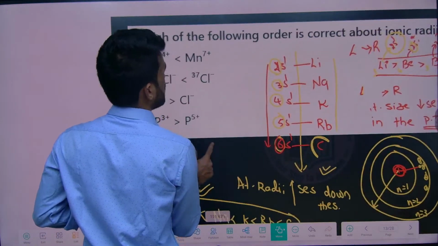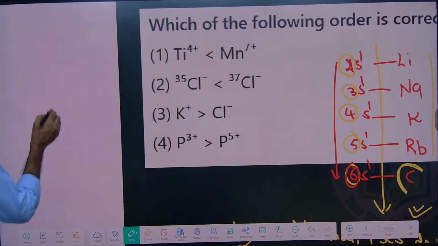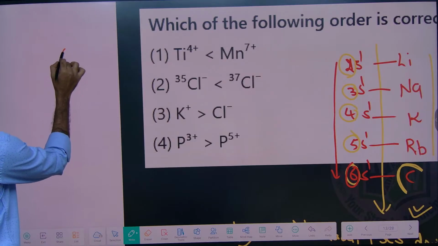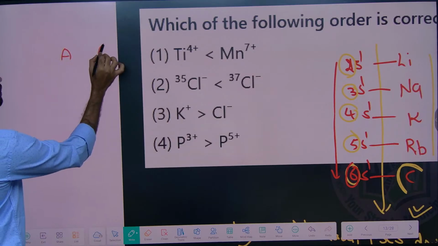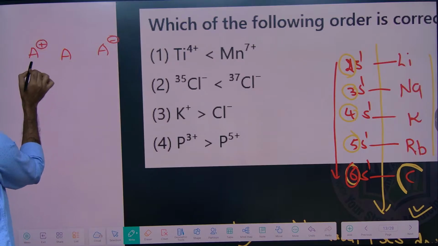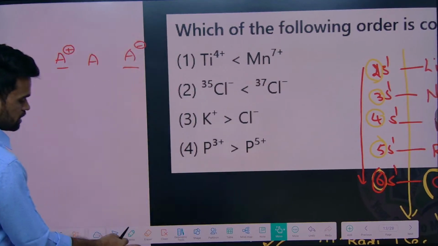The next thing is, up to these elements it is fine, sir. Now what about this kind of ions? How can we answer? So remember, there are two things. Let us say atom A is there, and this atom A with a negative charge and atom A with a positive charge. These positive and negative charged species are called ions. Now look at this, what I am making.